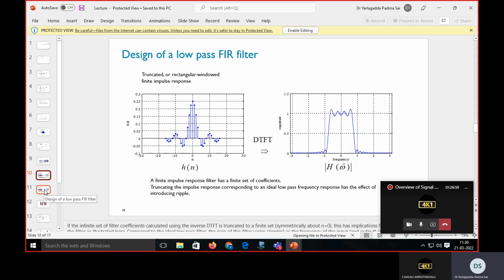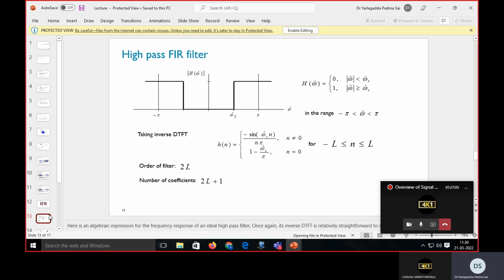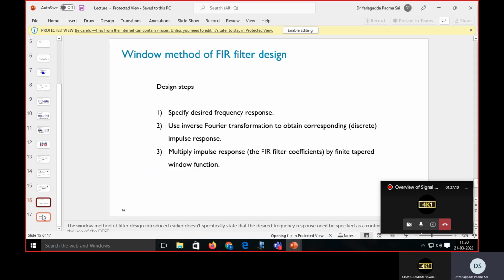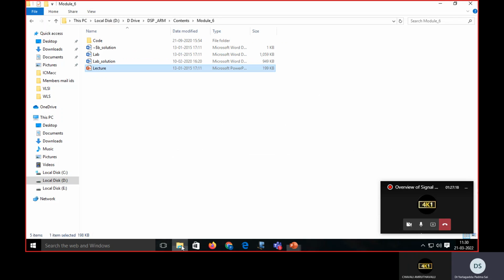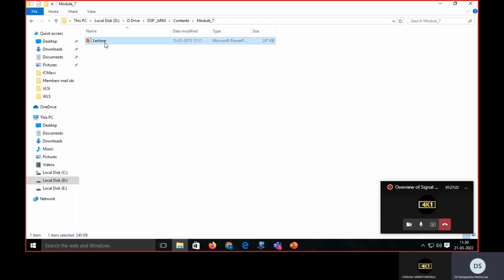For different windows you have some standard values, and we can't change them according to our requirement. You have to choose the window. Here, designing is not mentioned, that is, the design of an FIR filter using the windowing technique. I am simply explaining it in brief.